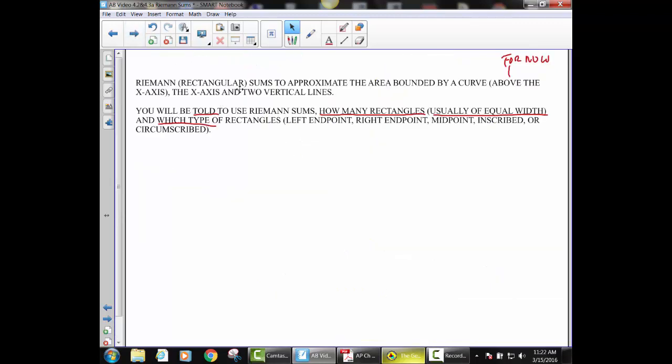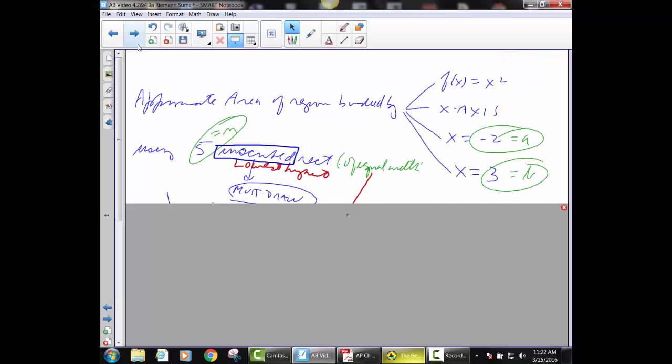Okay, so Riemann, which is rectangular, ooh, look, they both start with R. Riemann sums approximate the area bounded by a curve, which for now will be above the x-axis, also bounded by the x-axis on the bottom and 2 vertical lines on the left and right. You will be told to use your Riemann sums. You will be told how many rectangles, usually of equal width, and you'll be told which type of rectangle: left endpoint, right endpoint, midpoint, inscribed, or circumscribed.